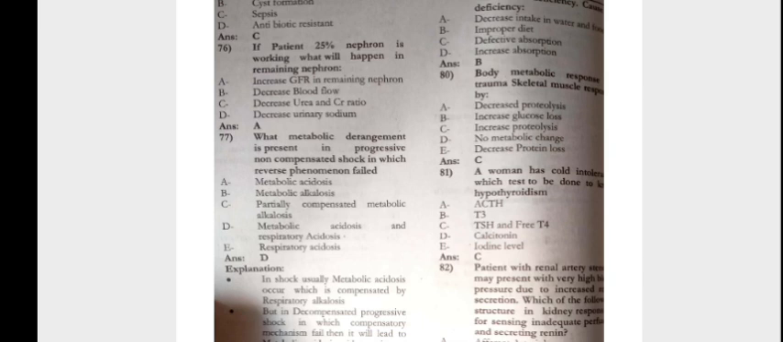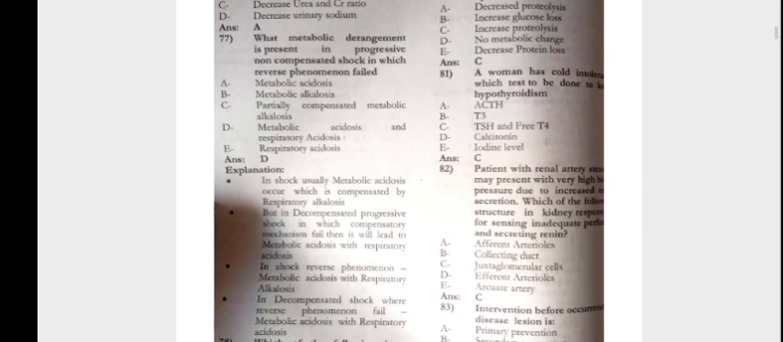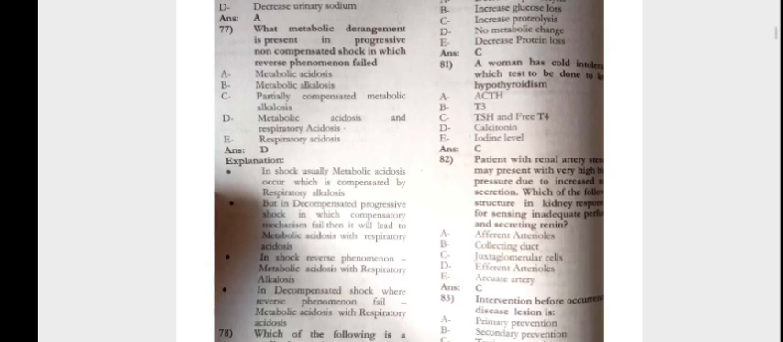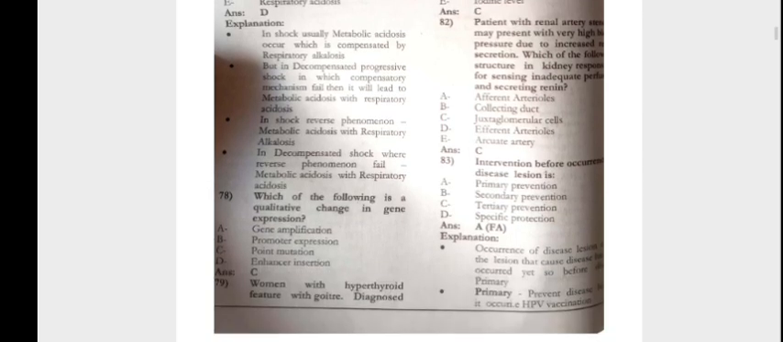A woman has cold intolerance, which test is to be done in the hypothyroidism case? That is TSH and free T4. Next, the patient with renal artery stenosis may present with very high blood pressure due to increased renin secretion. Which structure in the kidney is responsible for secreting renin? That is the juxtaglomerular cells.